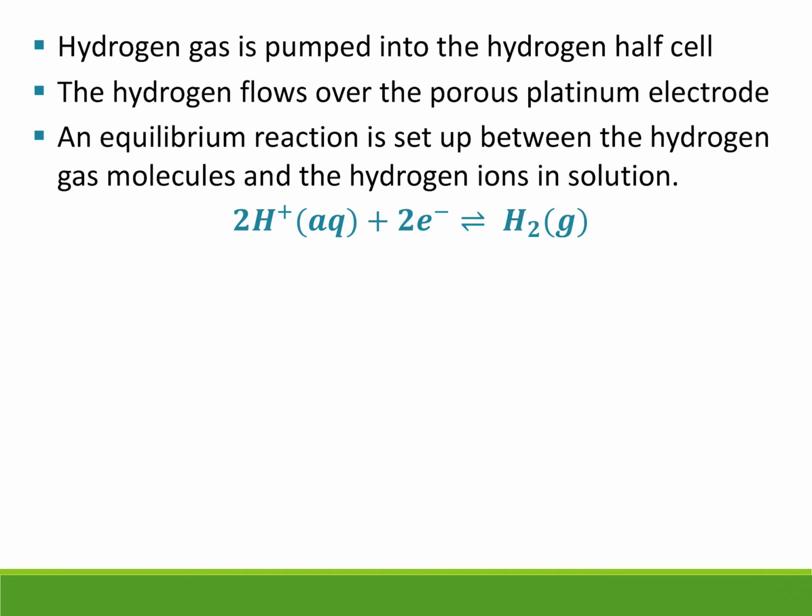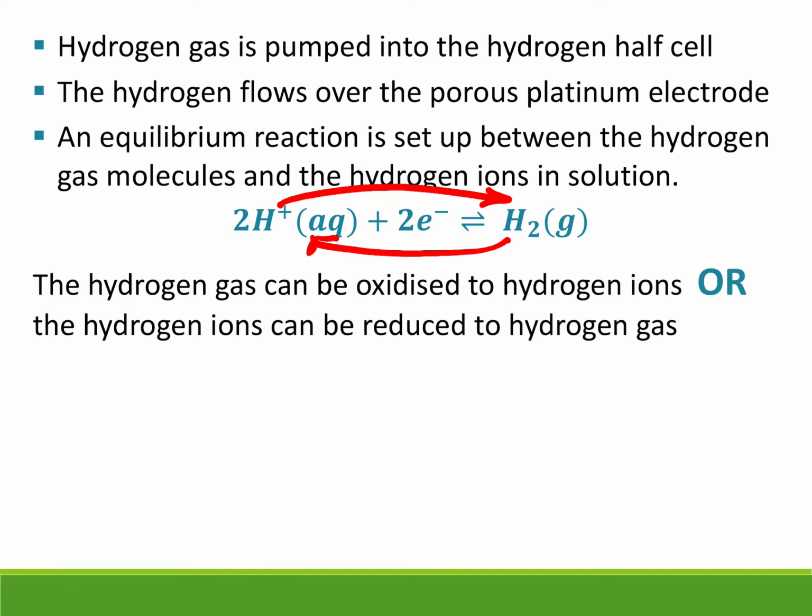So, we have an option of what can happen. Like I said to you just now, the H plus ions can become H2. The H2 can become H plus. This is an equilibrium. We have both. We essentially would have both happening, but one will be prioritized over the other. That depends on what the other half of the cell is, whatever we put at the end.